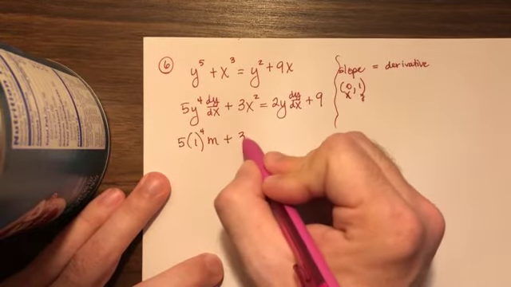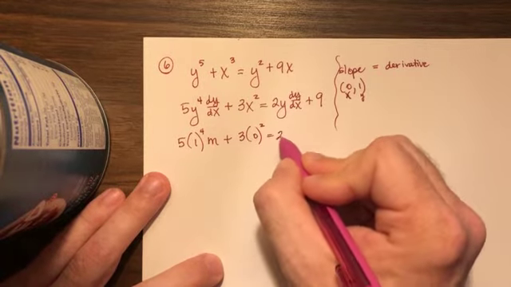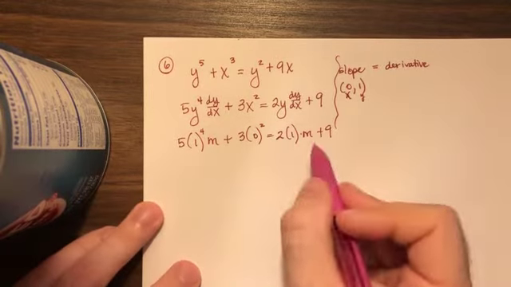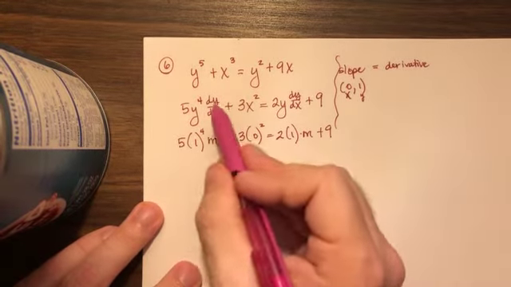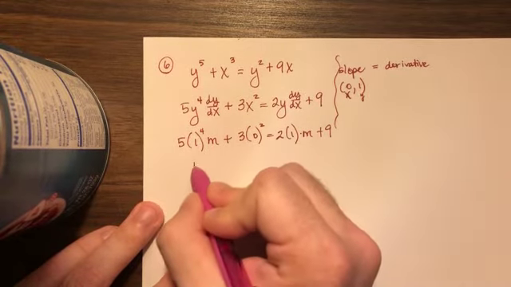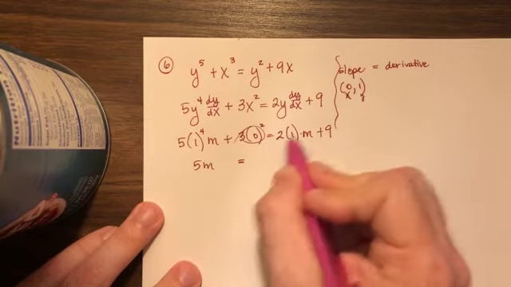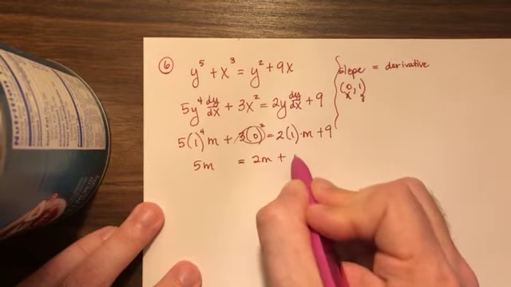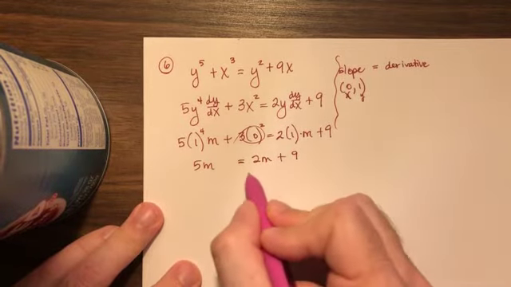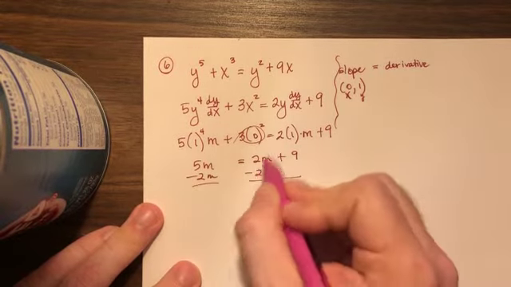Cool. 3 times 0 squared. Ooh, he's going to be gone. 2 times 1 times m plus 9. That's what I get when I replace all my letters and my dy dx's with numbers and m. So 1 to the fourth is 1. 1 times 5 is 5. So we get 5m. And then that's 0. And then that's 2m. And that's plus 9. And look at this equation. Look how nice he is. Oh, solve for m, man. Subtract 2m on both sides. Like algebra all over again.